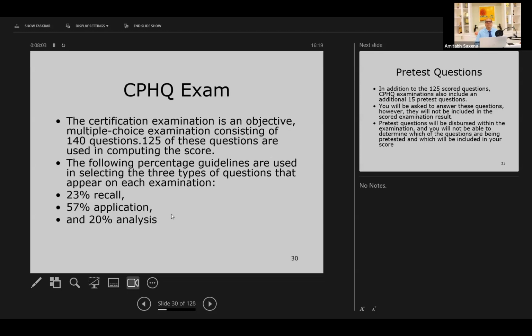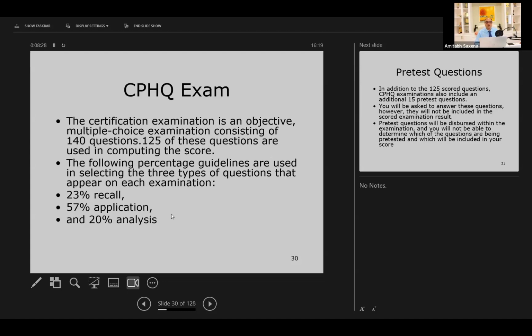What does it mean? It means that 15 questions will be interspersed in your 140 questions, but these 15 questions are just pre-test questions, meaning they are not going to score you. They've just included them to see how people are responding to those questions, so that these 15 questions can be included in forthcoming examinations.